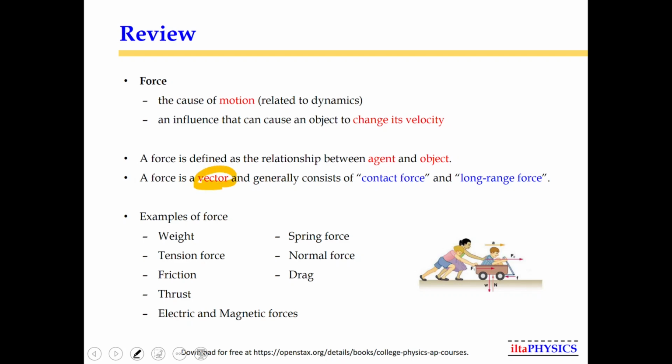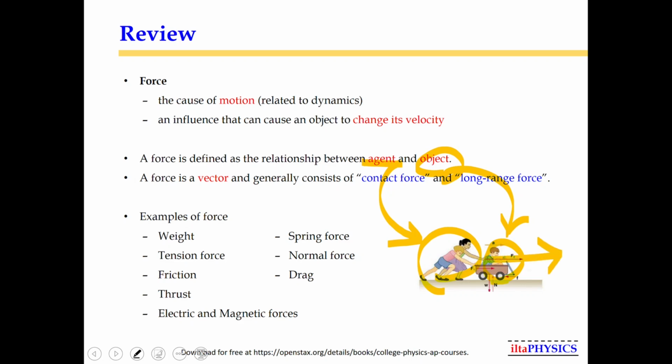And depending on how it's applied, forces can be divided into contact forces when two objects are touching and long-range forces when they act at a distance. As you can see in the picture below, the toy car that the child is sitting in is the object, and the two children pushing from behind are the agents. Since they're pushing to the right, we can represent the forces they apply as arrows, labeled F1 and F2, respectively, both pointing to the right.